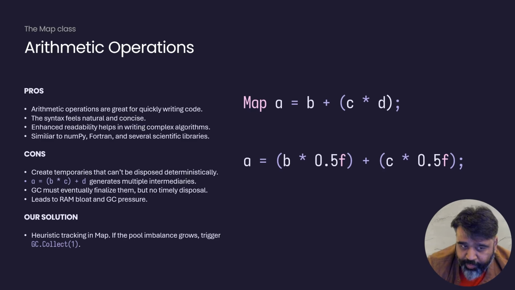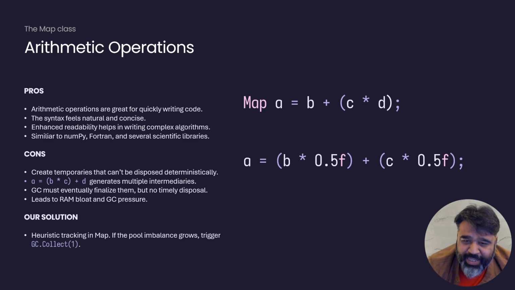Then we have a few drawbacks. When we're using these arithmetic operators, we end up with temporaries that we can't dispose, or at least we can't dispose manually. So let's say if we did A equals B times C plus D, then it would generate multiple intermediaries, and then we would have to wait for garbage collection to get them. So we don't control the timing of when that happens. And then this also leads to RAM bloating, pressure on the garbage collection, and so on.